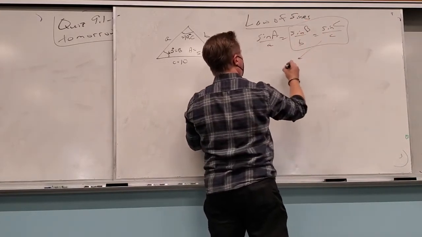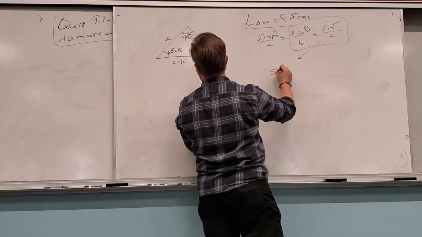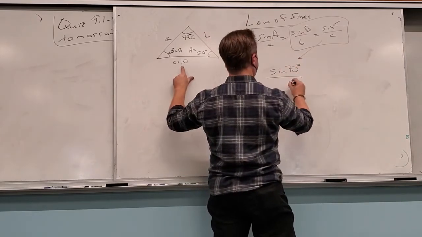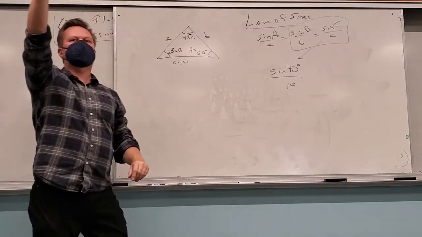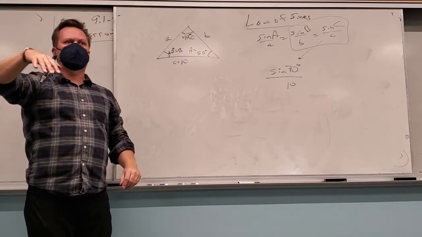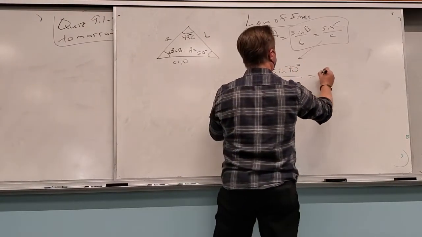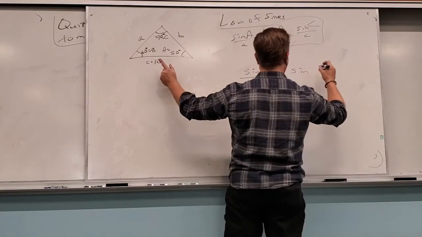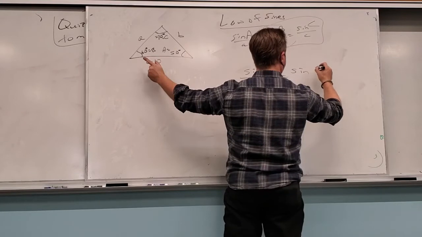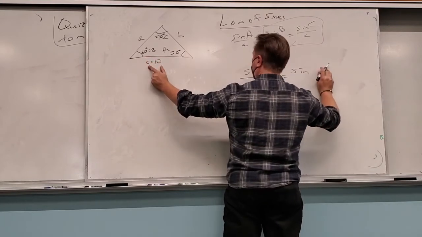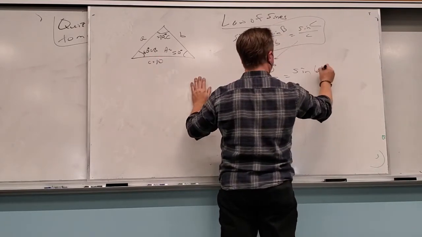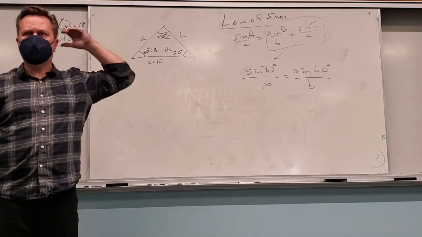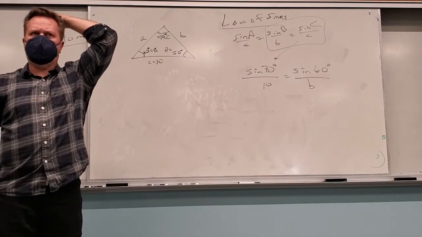So sine of C over C, so this will be sine of 70 over 10, right? Is that cool? Sine of angle C divided by side C equals sine of B. What's B? Angle B. 60 over side B. So can't I solve that for side B? I like it.